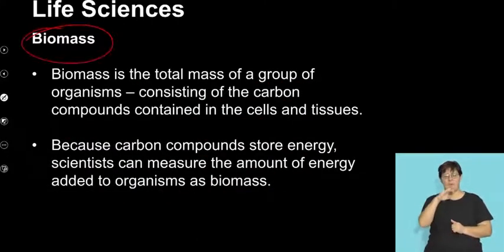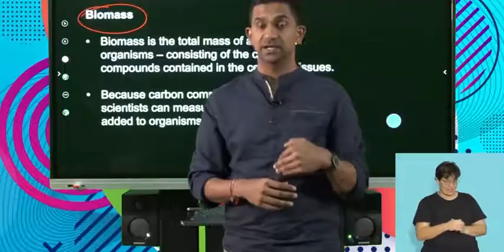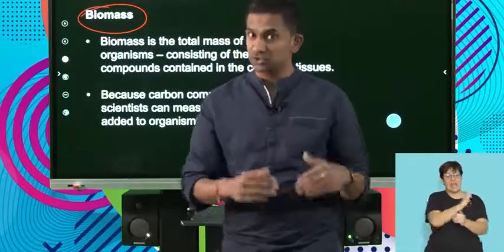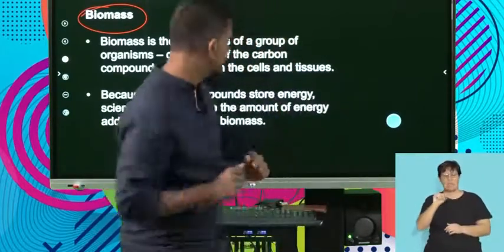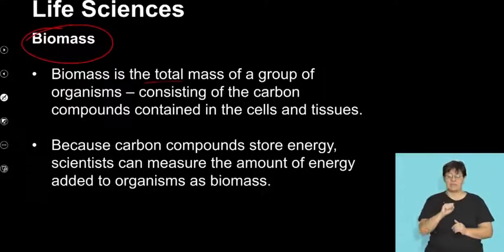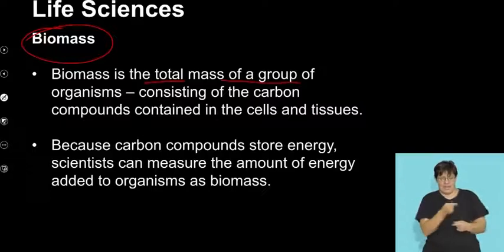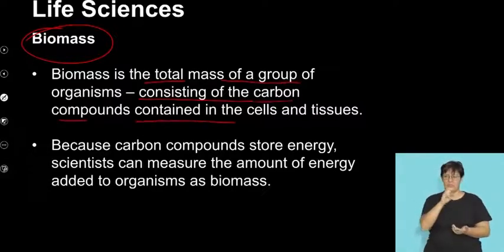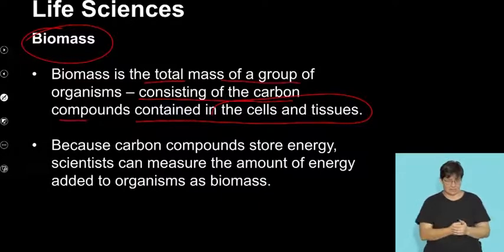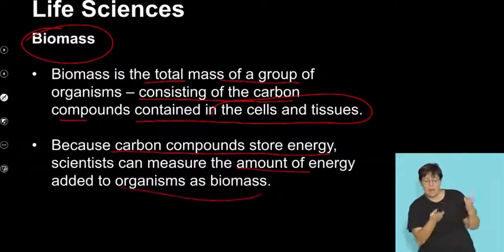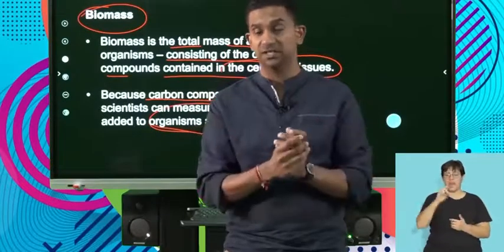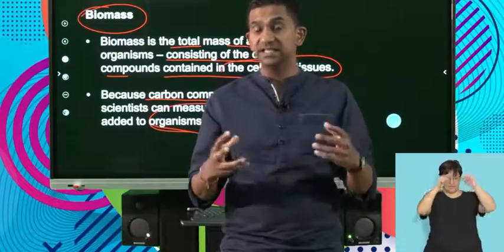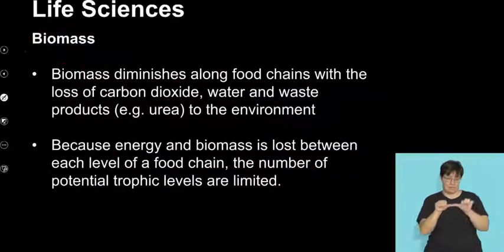So what is the concept of biomass? It's important that we recognize this, because in our next segment, when we talk of energy pyramids, we also talk about a pyramid which we refer to as a biomass pyramid. Biomass is the total mass of a group of organisms, and this consists of the carbon compounds contained in the cells and tissue. Because carbon compounds store energy, scientists can measure the amount of energy added to the organisms as biomass. Essentially it refers to the buildup of carbohydrates or organic compounds in an organism at each trophic level, which is the biomass measured.